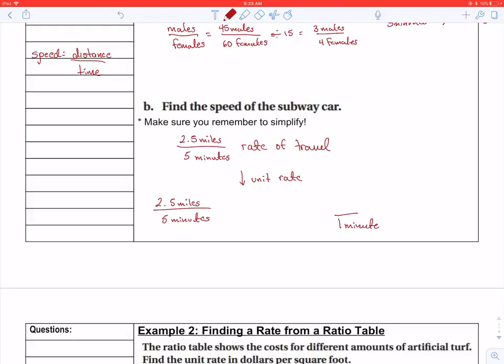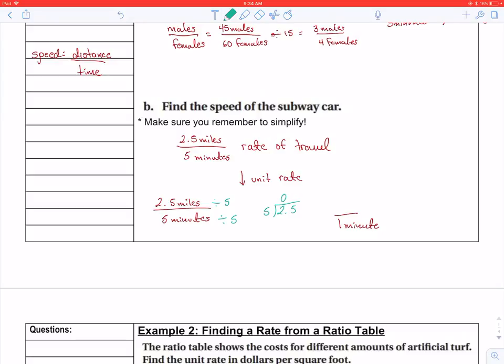Well, what I can do to this fraction is, because the denominator currently is 5, for 5 to get to 1, I can divide that by 5. Let me do that in a different color. I can divide the bottom part by 5 because 5 divided by 5 will equal 1 minute. And if I divide the bottom half by 5, then I need to divide the top half by 5 also. So I would do 2.5 miles divided by 5. The outside number is already a whole number, so we don't need to move any decimal places around.